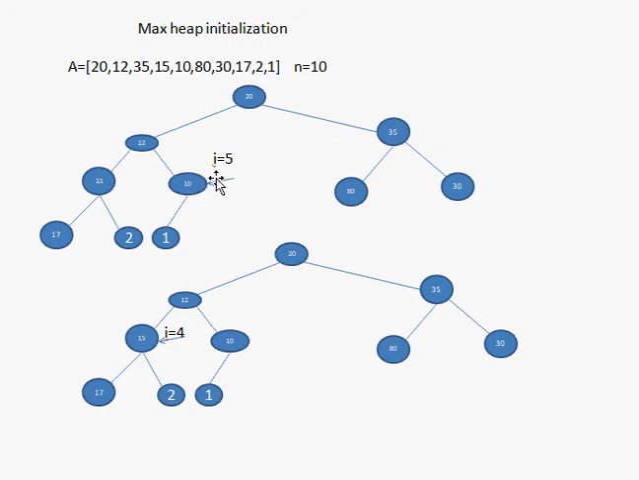So now go to i is equal to 4. Next i becomes i minus 1. So move to the next node, the next node with a child. So i is equal to 4 is a parent with children. So this is having 2 children. Now both have to be compared.